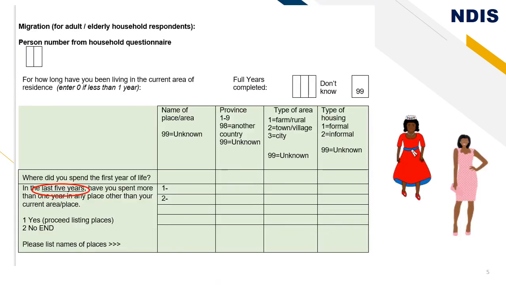Let's now move on to the questions that are asked of the adult and elderly respondent in the household. Again, ensure that the correct person number is recorded to link the information you collect. The questions in this section are similar to the questions asked in the previous section, except that we ask about the last 5 years. You'll see that ringed here in red for the adult or elderly, whereas we asked about more than 1 year in a place for the infant and children in the previous section.